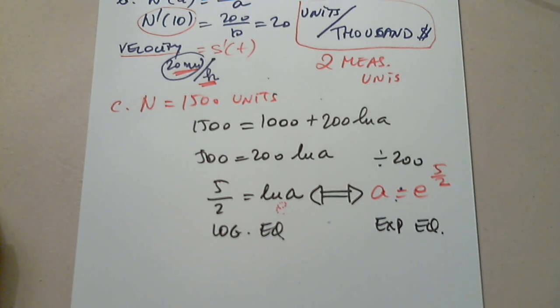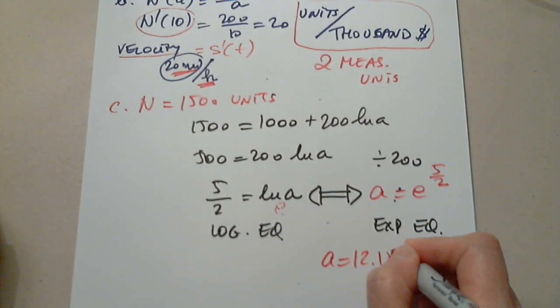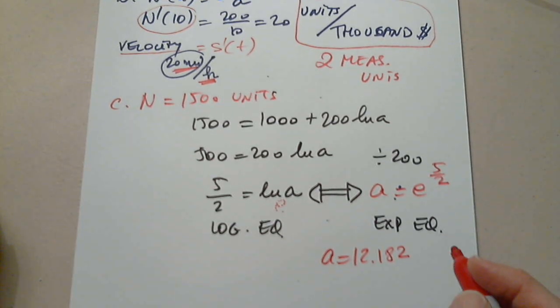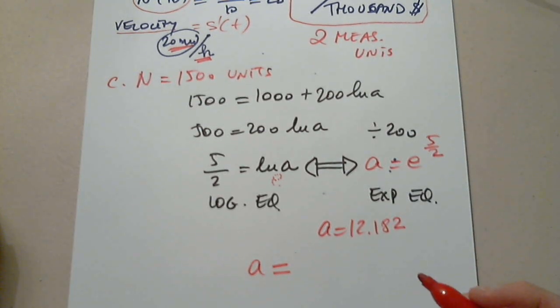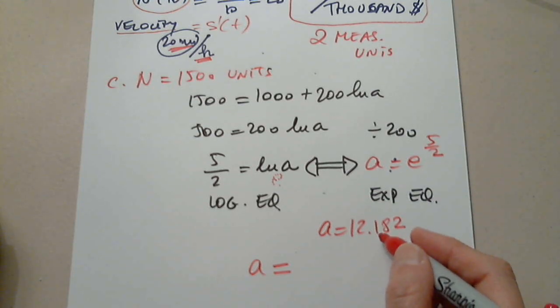Where are you guys? I can't see you now. Okay, here you are. So we go to e to the power 5 halves, which is 2.5. You know I love my parentheses. And I got 12.182. So A equals 12.182. What does it really mean? If you want to sell 1,500 units, you have to spend $12,000.